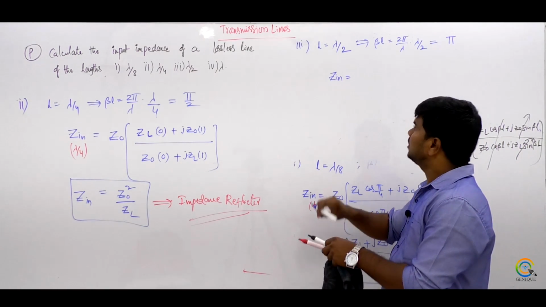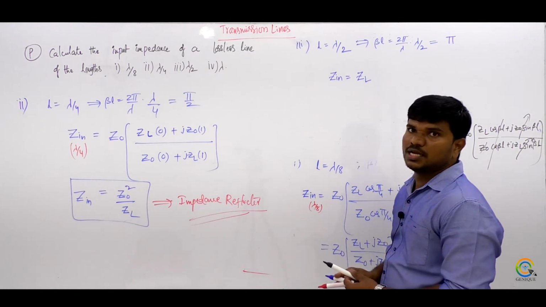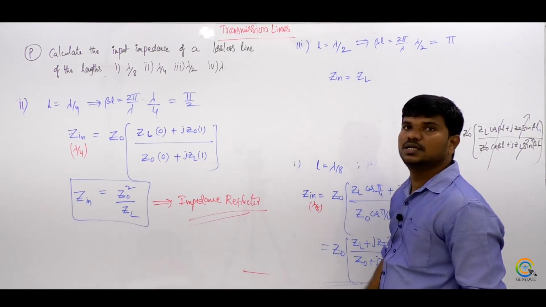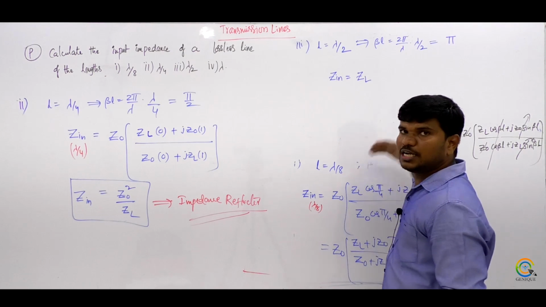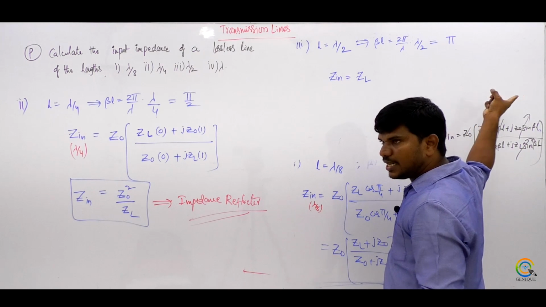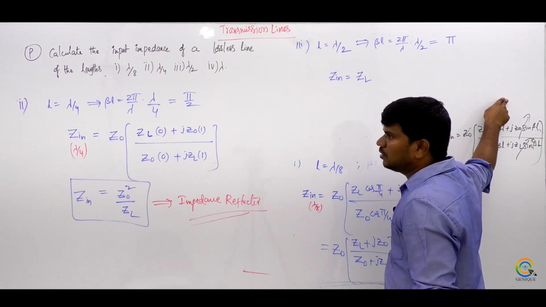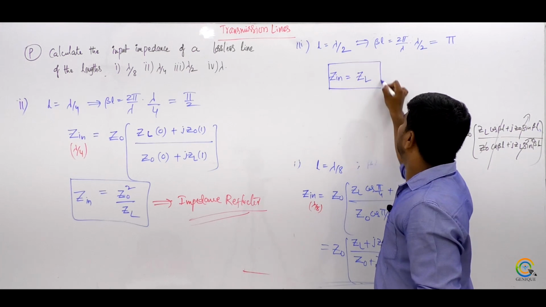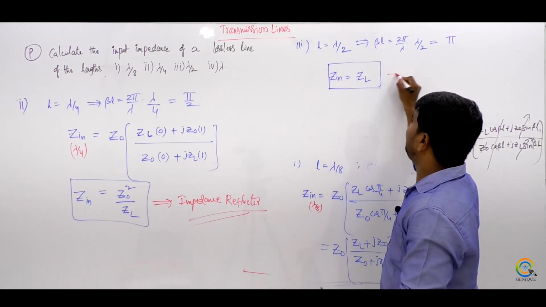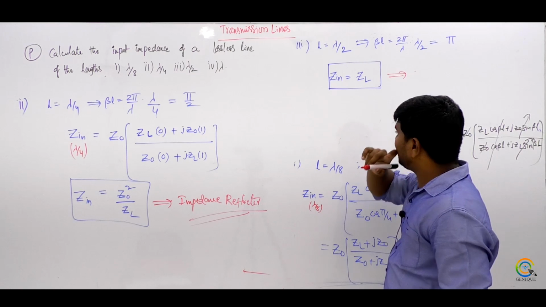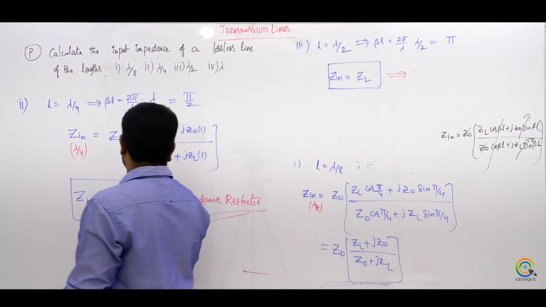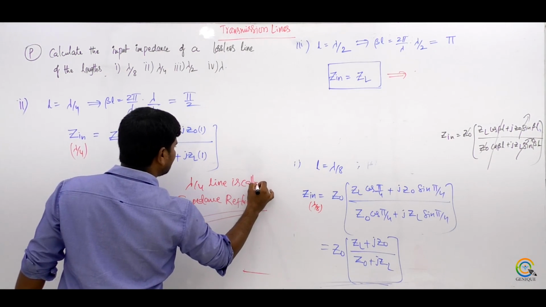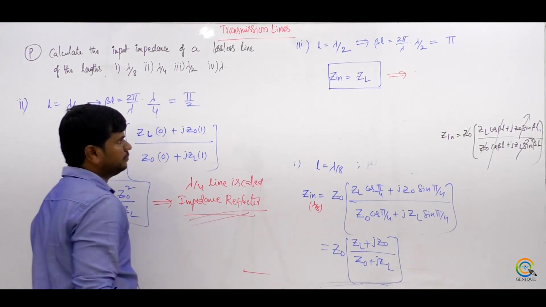Zin is equals to what? ZL. So that means the impedance at the load will appear at the input. Whatever ZL we put at the load, it appears at the input. So this is called an impedance reflector. What is this? Lambda by 2 line is called an impedance reflector.